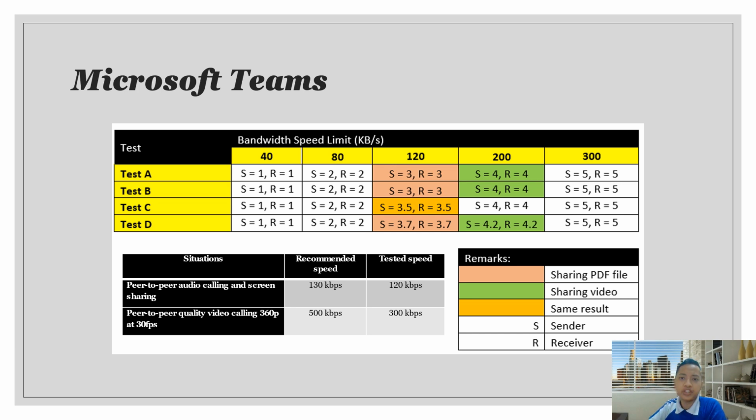However, for test C, only 120 KB per second of broadband speed is needed to share both types of content. For bandwidth speed capped at 300 KB per second, all situations always provided excellent outputs to both sender and receiver. At this minimum speed, the receiver can clearly see the videos at 480p quality with only slight delay, but sharing of PDF files is always excellent both in transition and contents.